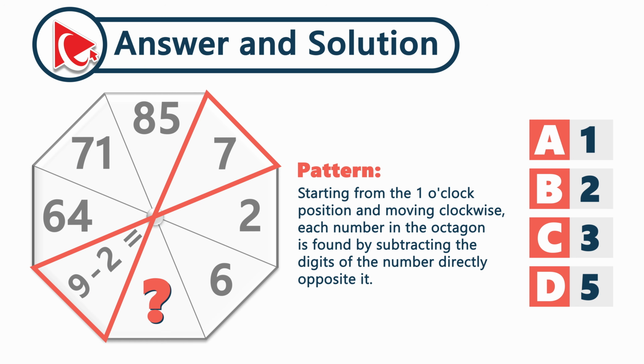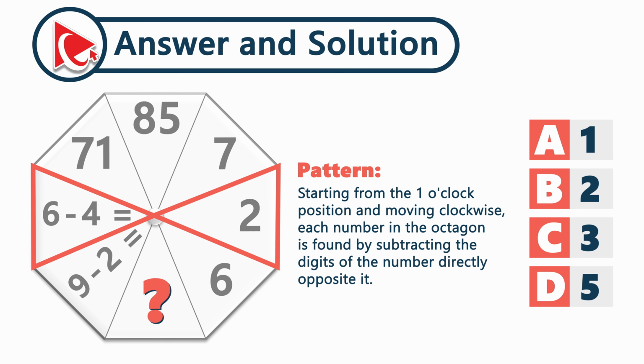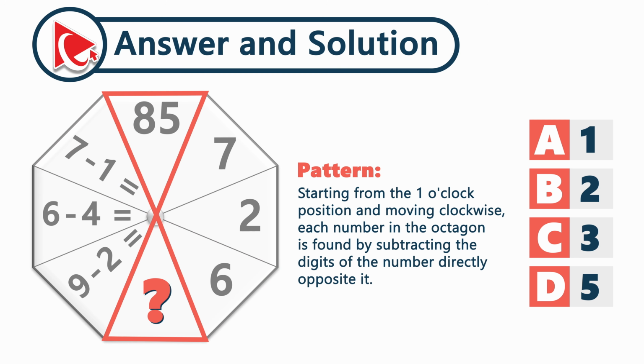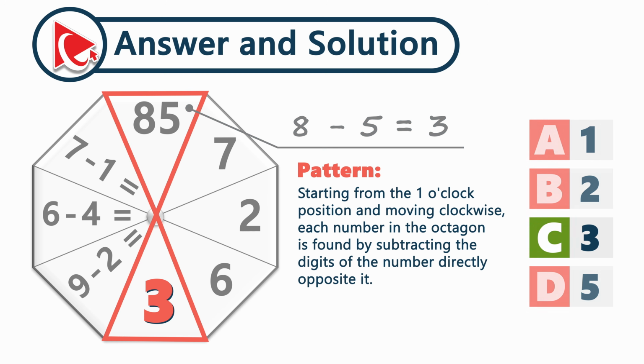Let's verify that this pattern continues after 1 o'clock position. 6 minus 4 equals 2, which is exactly the number at the 3 o'clock position. 7 minus 1 equals 6. And guess what time it is now? It's the magic time to calculate the missing number. 8 minus 5 equals 3. And the correct answer here is choice C, 3.